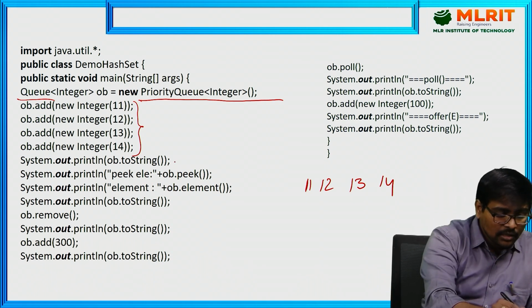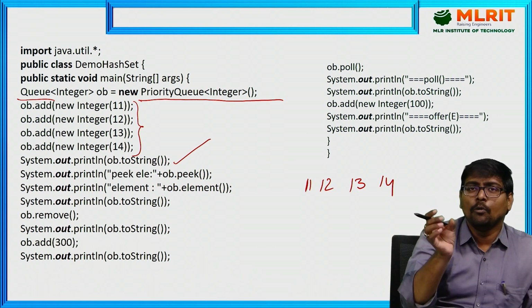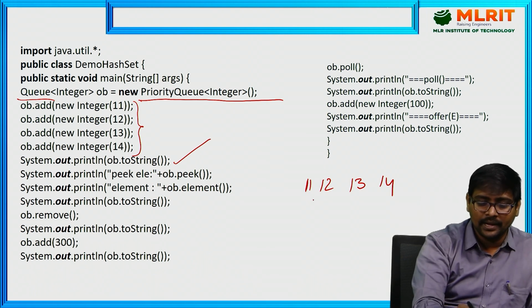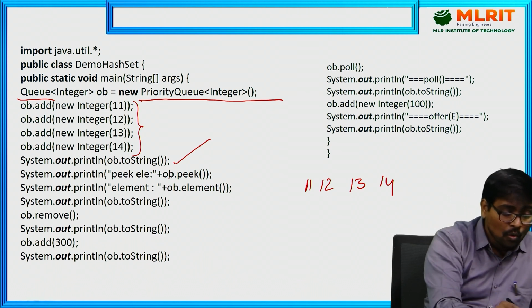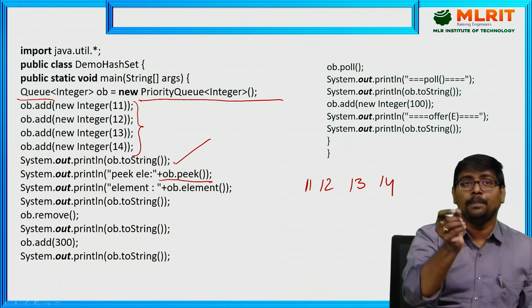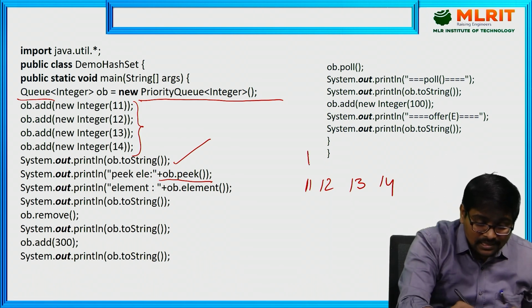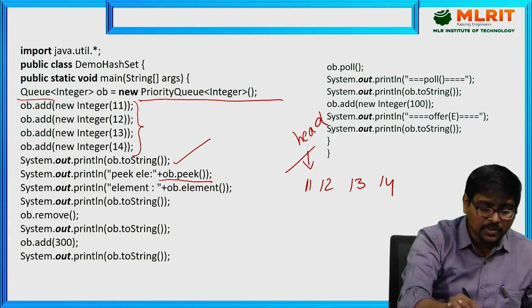Now, by executing this statement, what is the meaning of this statement? ob.toString method displays the entire elements present in the queue. This is the output. Now, ob.peek. Peek specifies the head element. Where is the head? This is the position of the head. Now peek specifies this element.